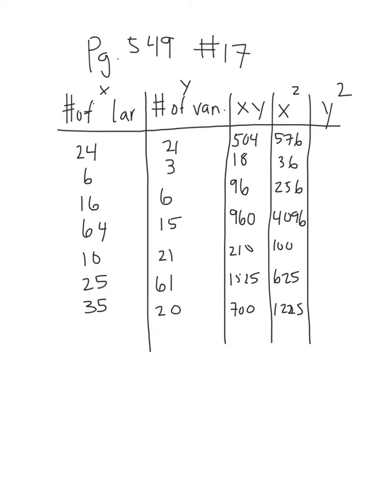We do the same thing for y squared. We're going to multiply y by itself. 21 times 21 is 441. 3 times 3 is 9. 6 times 6 is 36. 15 times 15 is 225, and we'll do that all the way down.